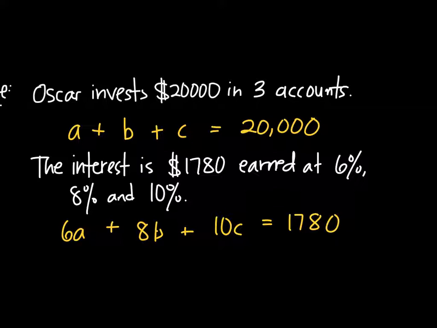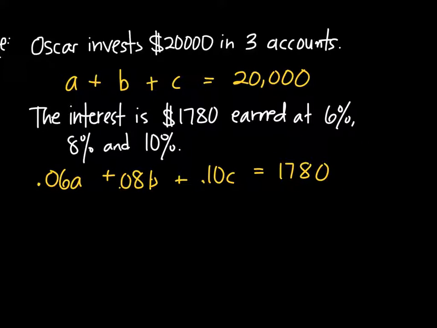6% as a percentage, we need to turn into the appropriate decimal. So this is going to be 0.06, 0.08, and 0.1. It's pretty common. Again, we've got an equal to our total, and we make sure that with interest we're using percentages. If we've got 3 variables, what do we need in our system at least? At least 3 equations, maybe more, but at least 3 equations.